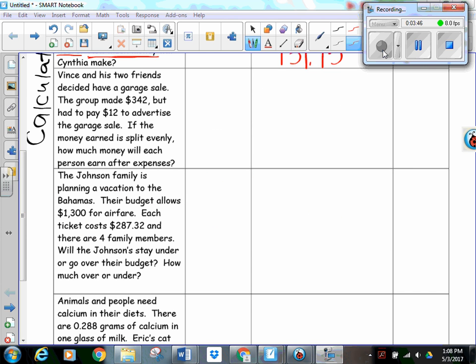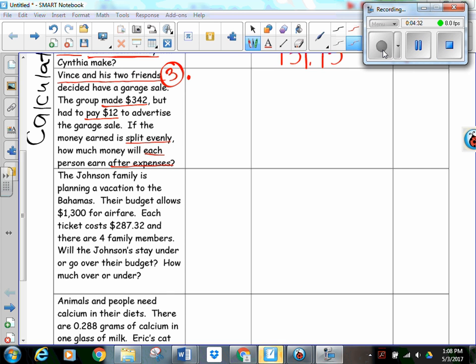The next problem says Vince and his 2 friends decided to have a garage sale. The group made $342, but had to pay $12 to advertise the garage sale. If the money earned is split evenly, how much money will each person earn after expenses? So for important information, I'm looking at Vince and his 2 friends. That means that's a total of 3 people, not just Vince. I also would like to underline made $342 and pay $12. Then it says if the money earned is split evenly, how much will each person earn? All of that, and after expenses, is important information that we need to include.